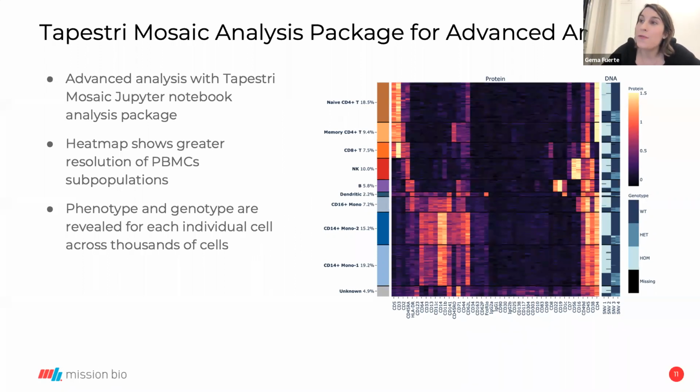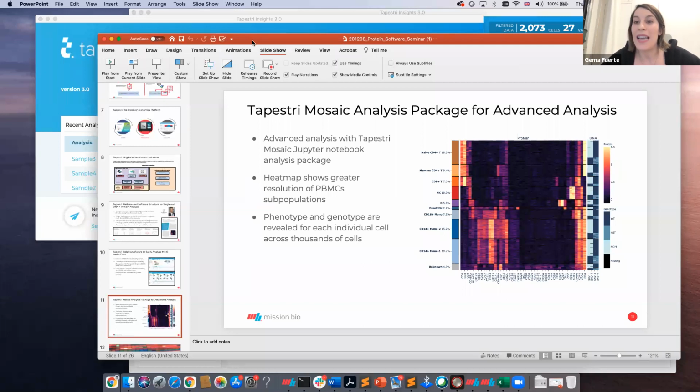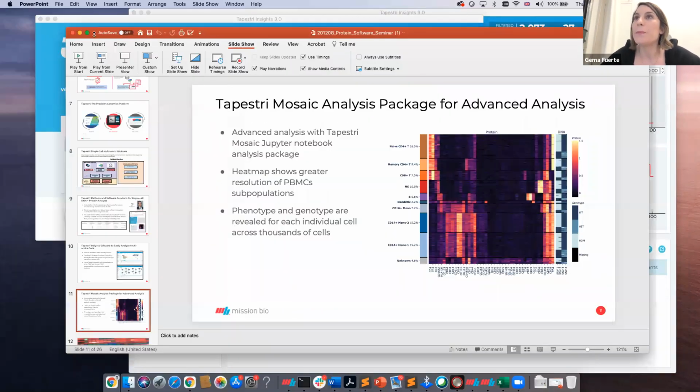But the other part of the app note is a small data set, which is one sample performed with a custom DNA panel and 6 antibodies. So now I will stop this presentation, and that's what I will show in a live demo of Tapestry Insights.